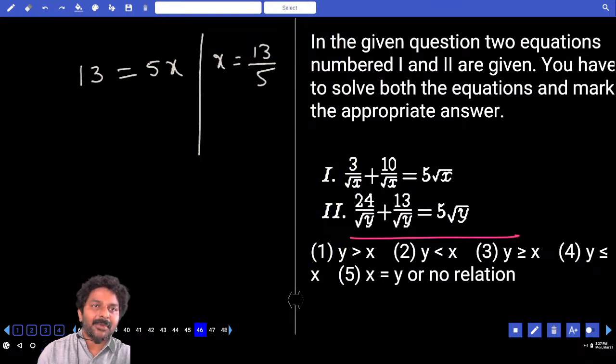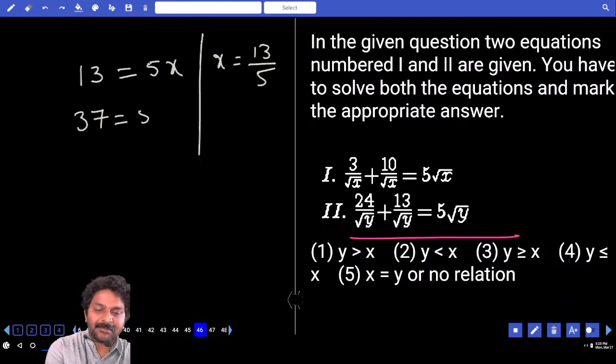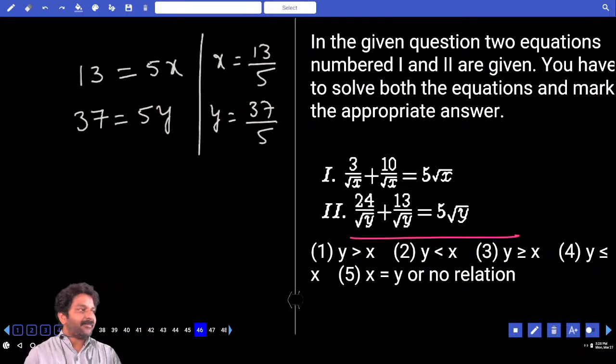Same for the second equation. Root y taken common in the denominator. Numerator becomes 37. And root y goes to the other side. That becomes 5 into y. Then y is equal to 37 by 5. If both the denominators are same, we can compare only numerators and x is clearly less than y.